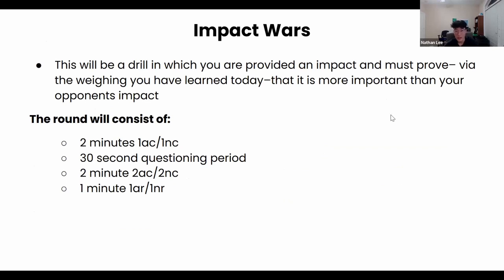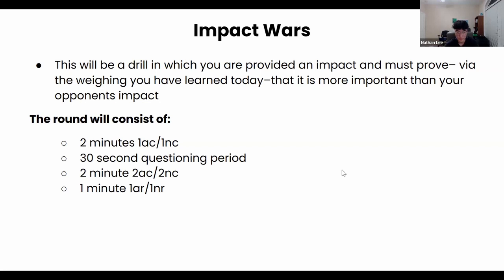The way that it's gonna work is that you get to use any mechanisms that you want, but only mechanisms, no links or cards or anything, to win why your impact matters more. And then we're gonna condense the timing down, so it'll be 2 minutes to give your impact and then do weighing analysis, and then you'll have 30 seconds for cross.